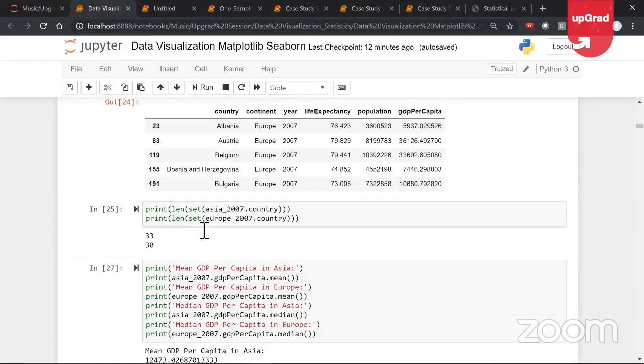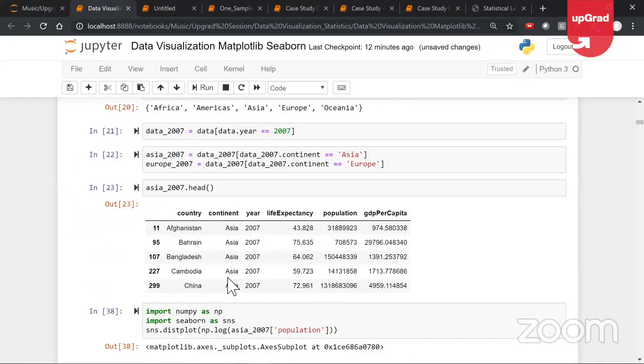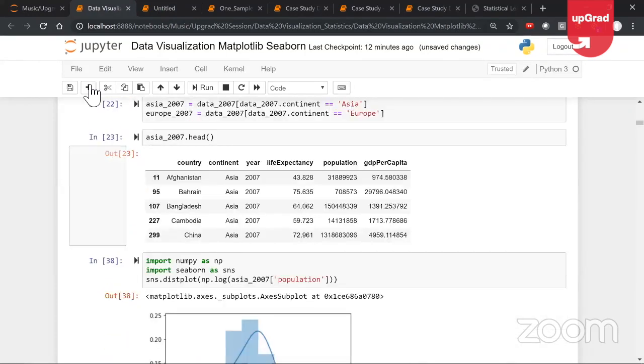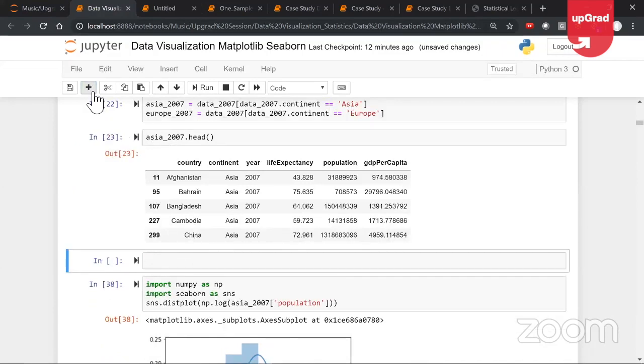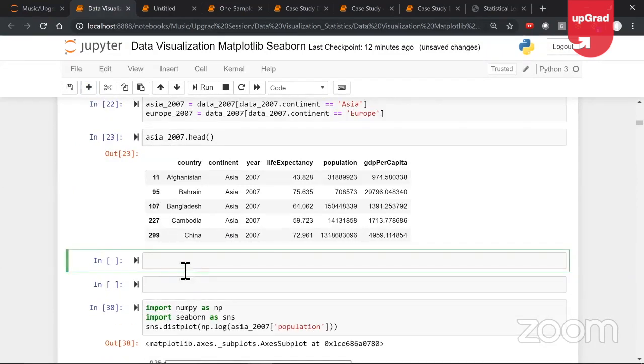Now what else can we do? Can we do a box plot here? What are the other kinds of plots we can do? This is the univariate analysis, right? We can do bivariate analysis also. What is bivariate analysis? Analysis of two variables. We can do a box plot.